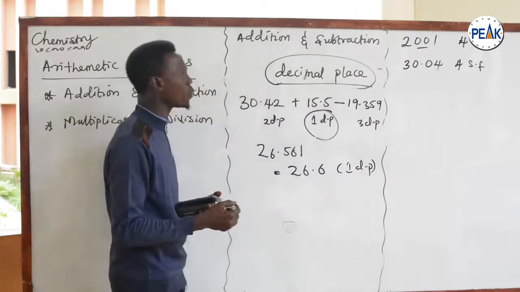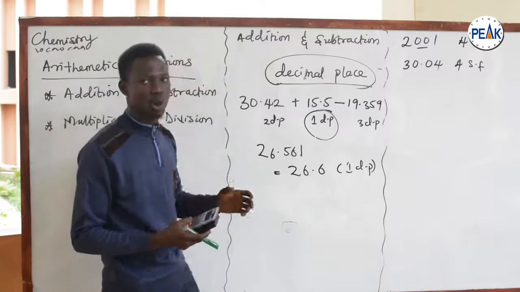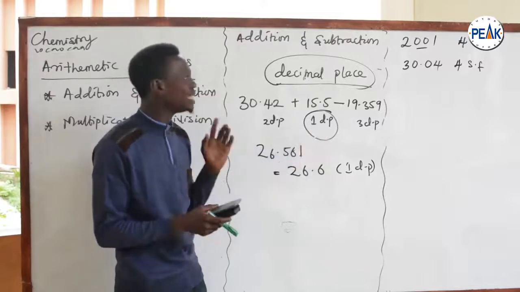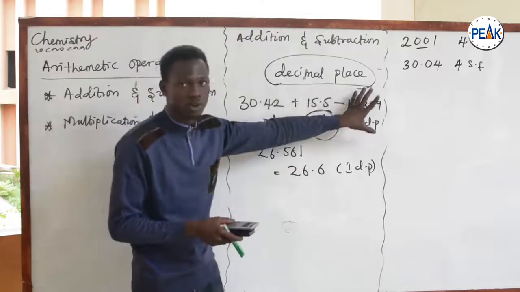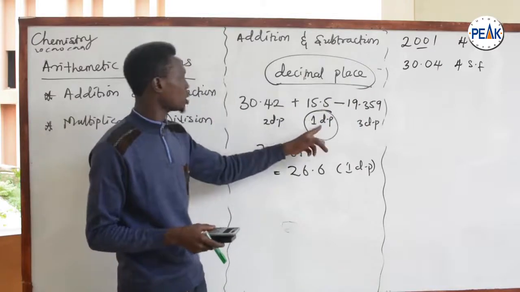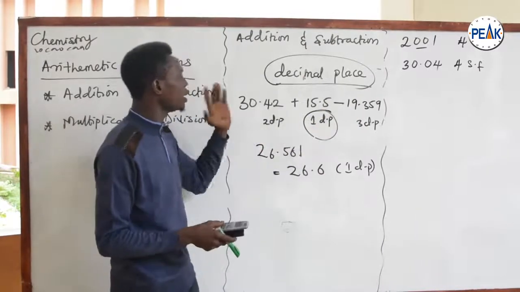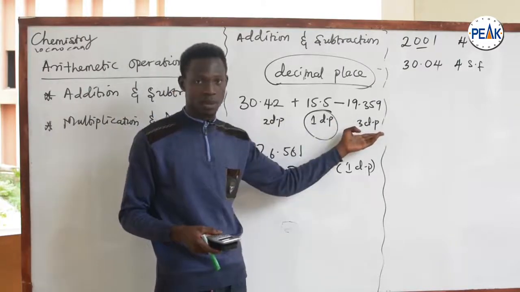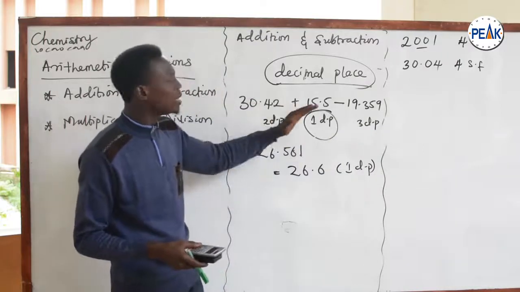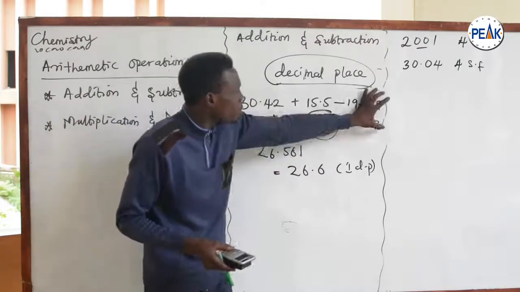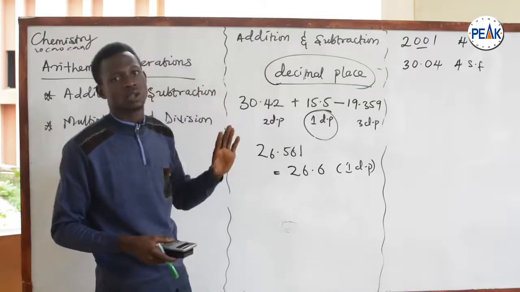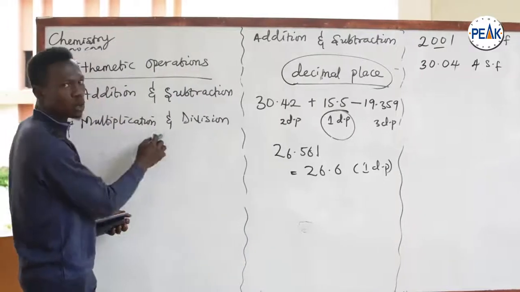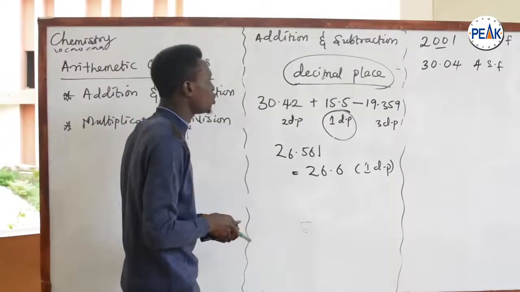So when we add or subtract in any arithmetic operation, we are going to leave our final answer to the smallest or the least number of decimal places occurring in the arithmetic operation. It's not a must that it should be one decimal place. There are cases where the least number of decimal places in the operation can be 2 decimal places, or it can also be 3 decimal places. So just check which is the least number of decimal places in the arithmetic operation given to you. You are going to leave your answer to the smallest or the least number of decimal places.